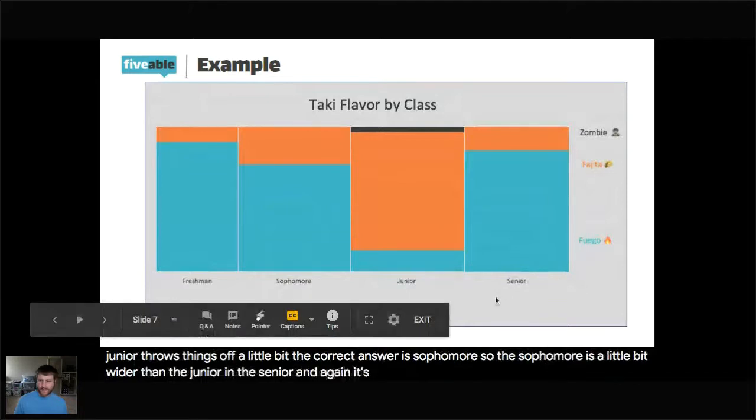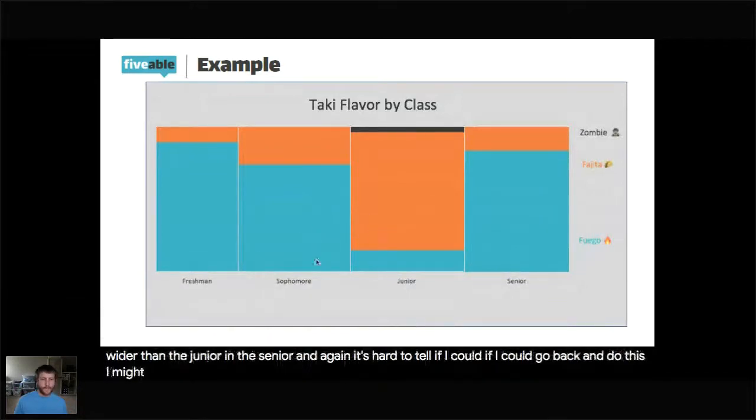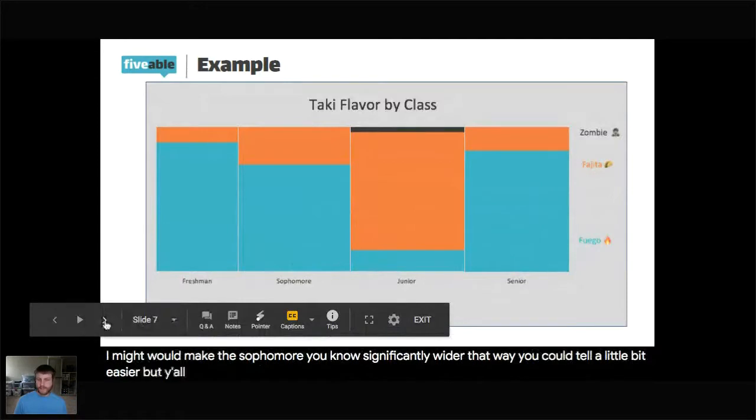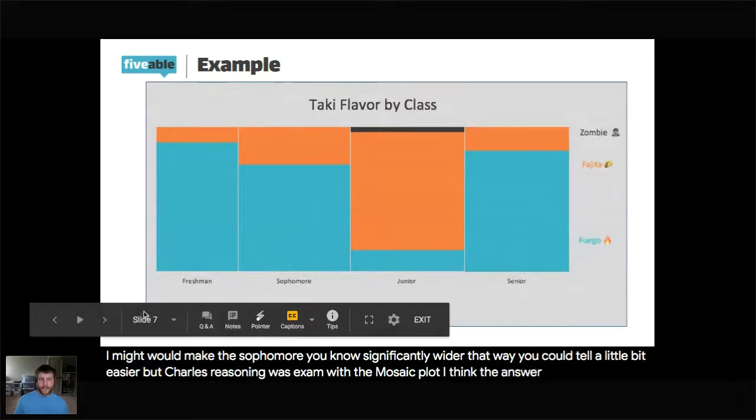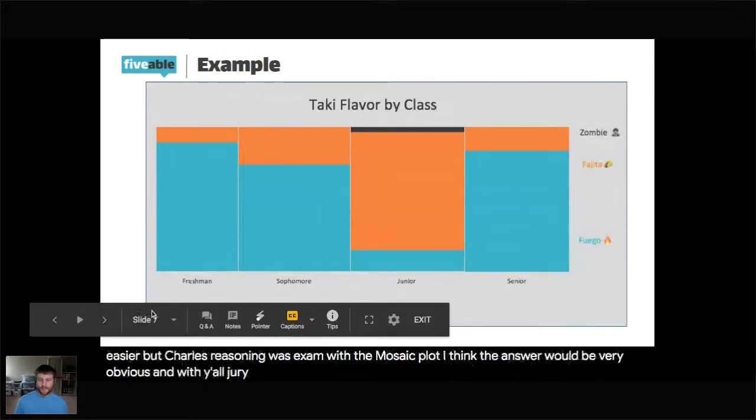And again, it's hard to tell. If I could go back and do this, I would make the sophomore significantly wider. That way you could tell a little bit easier. But y'all's reasoning was good. If you were given a question like this on the AP exam with a mosaic plot, I think the answer would be very obvious. And with y'all's reasoning, you would be fine.